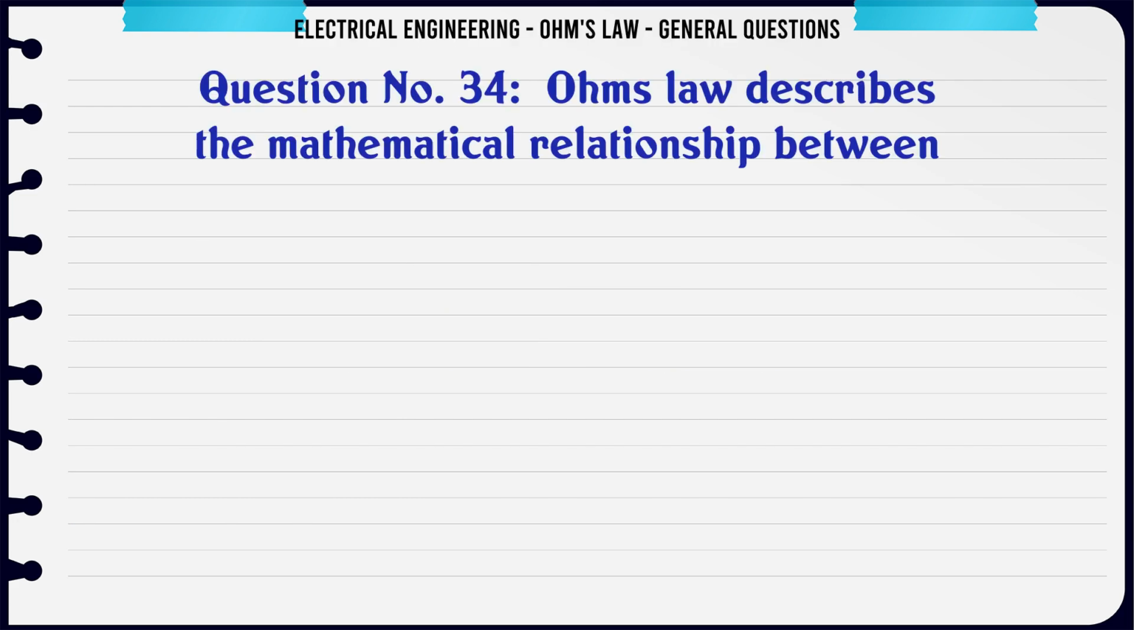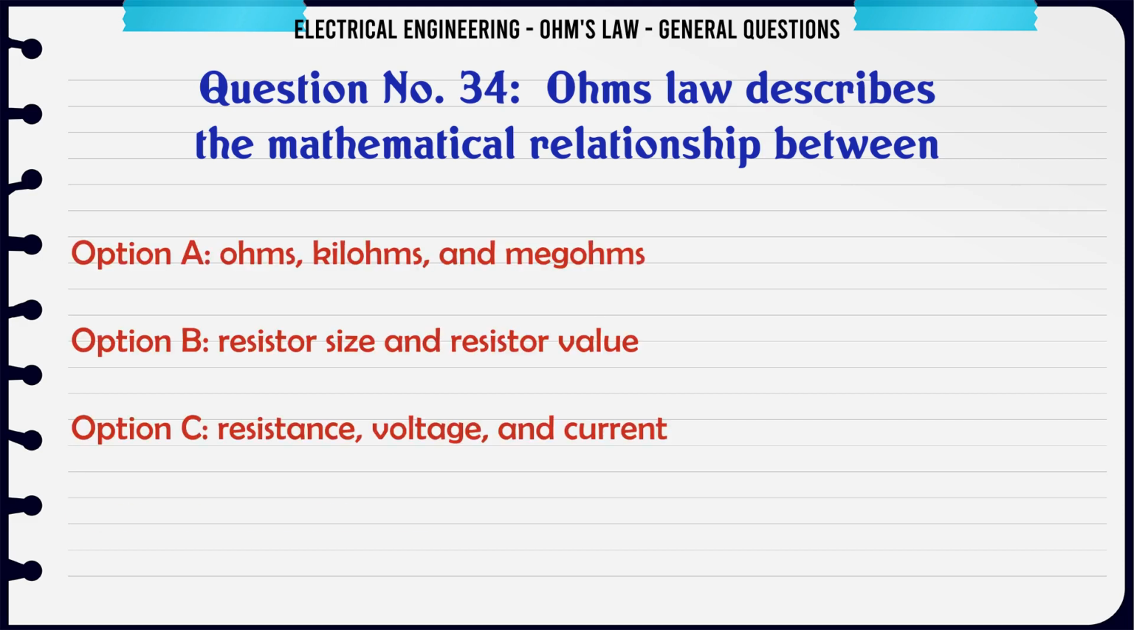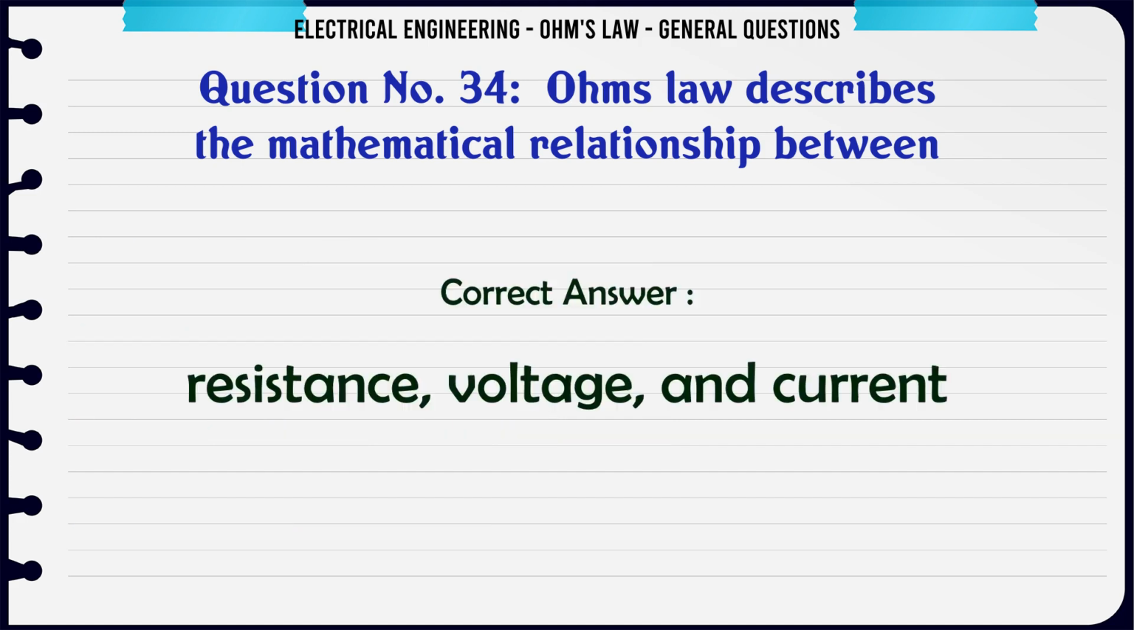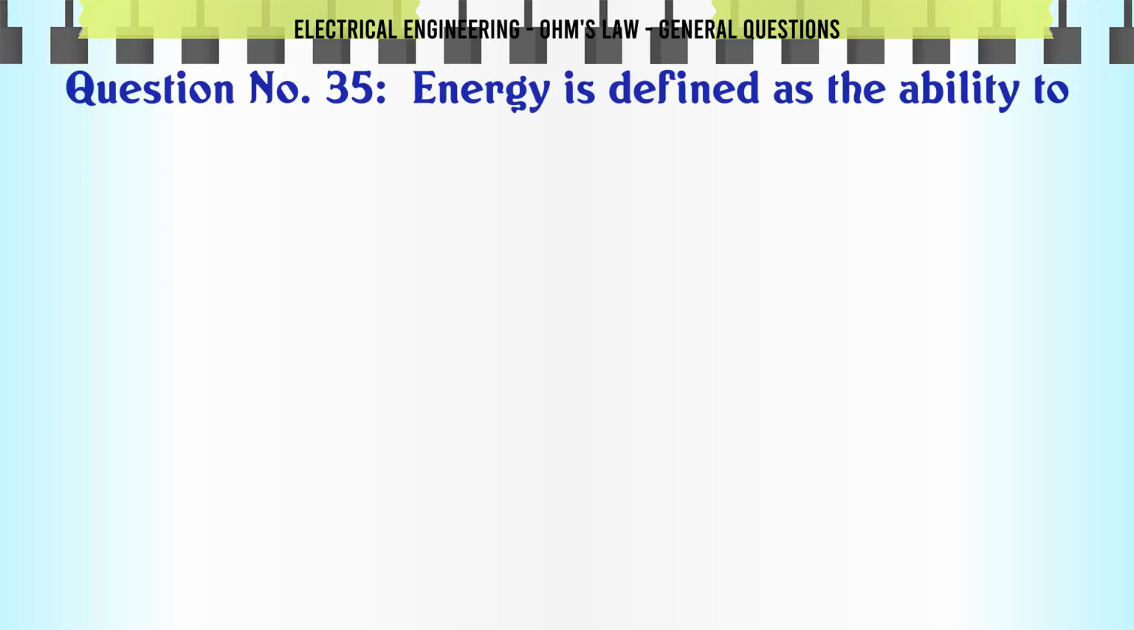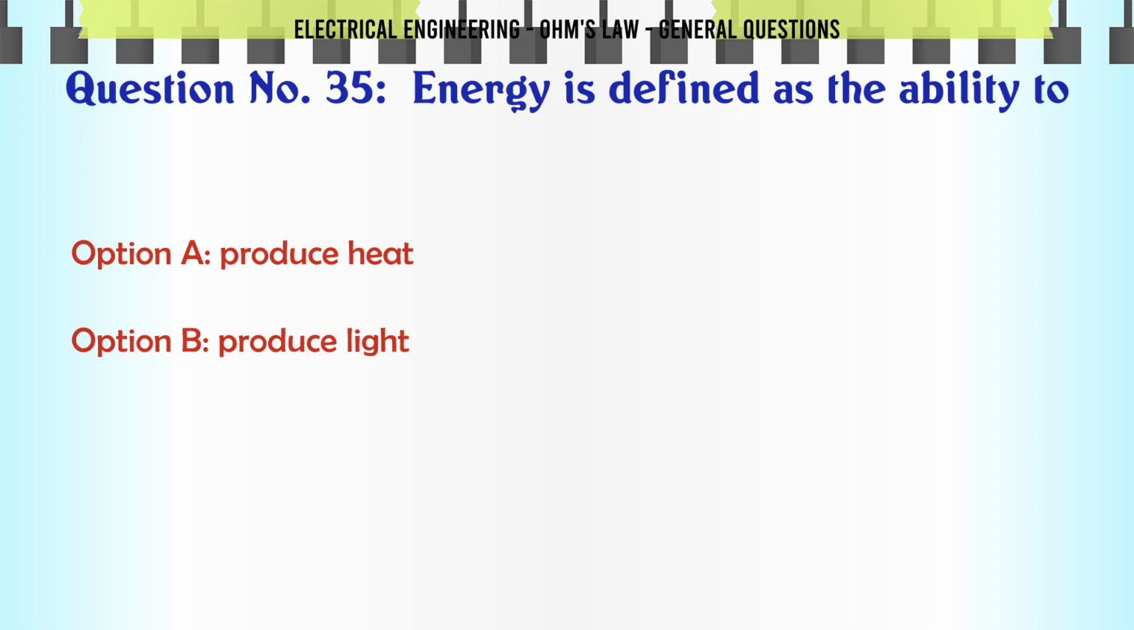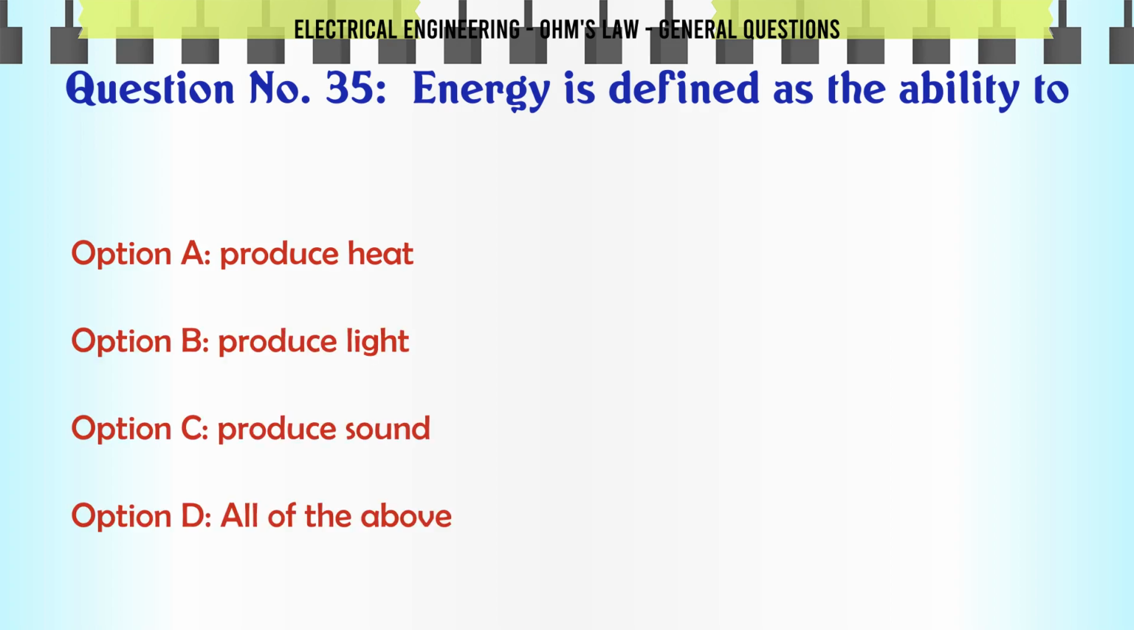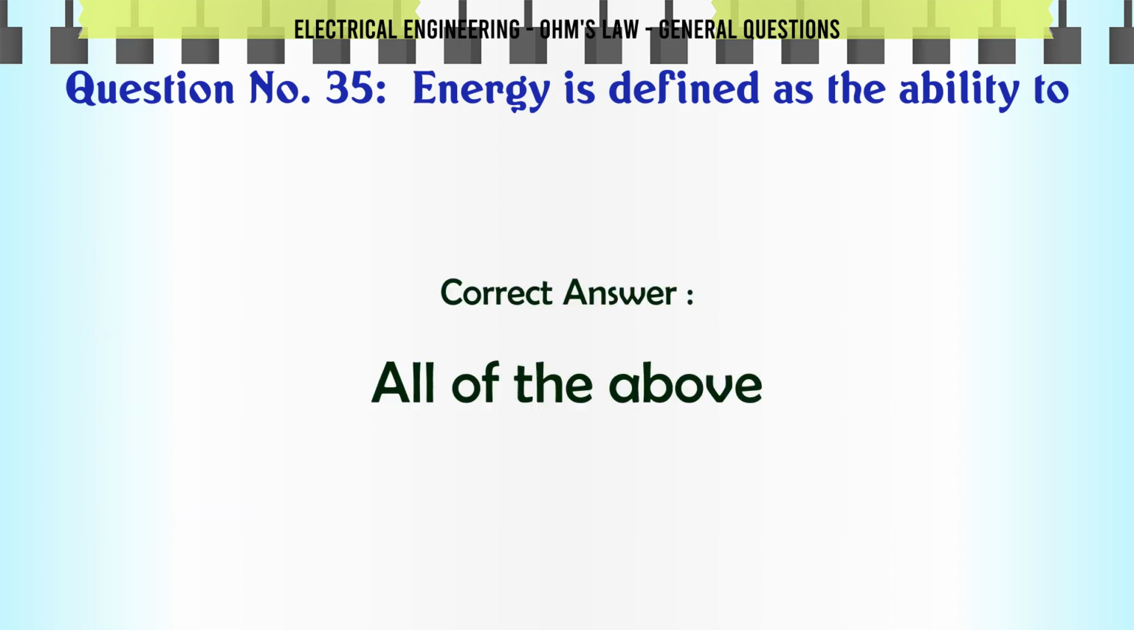Ohm's law describes the mathematical relationship between A. Ohms, kiloohms and megohms. B. Resistor size and resistor value. C. Resistance, voltage and current. D. None of the above. The correct answer is resistance, voltage and current. Energy is defined as the ability to A. Produce heat. B. Produce light. C. Produce sound. D. All of the above. The correct answer is all of the above.